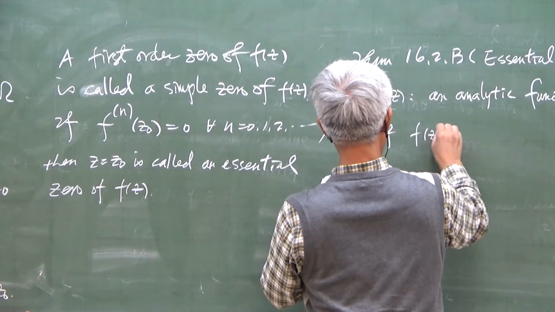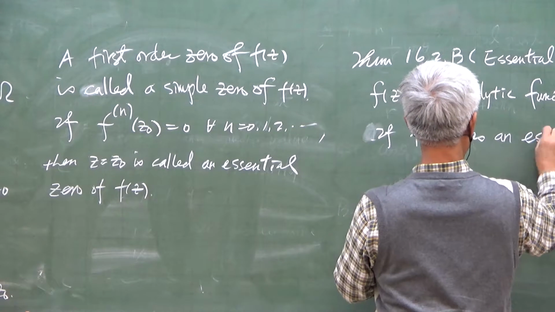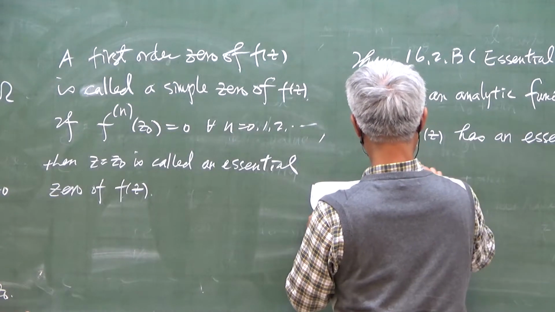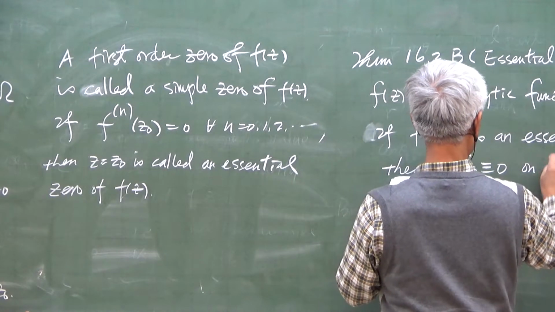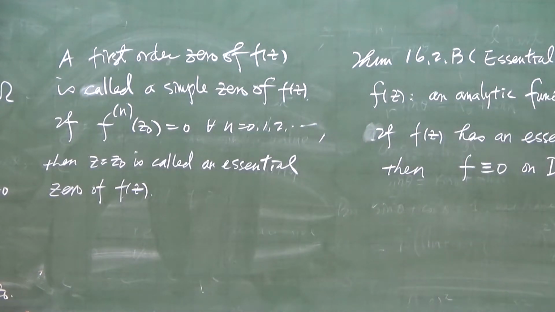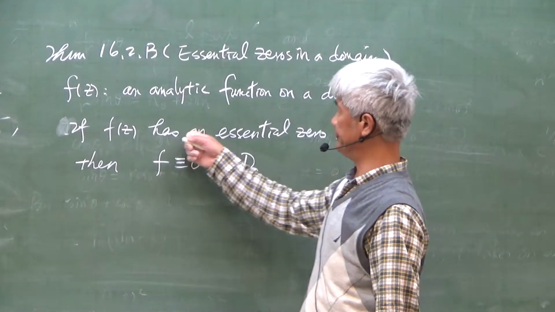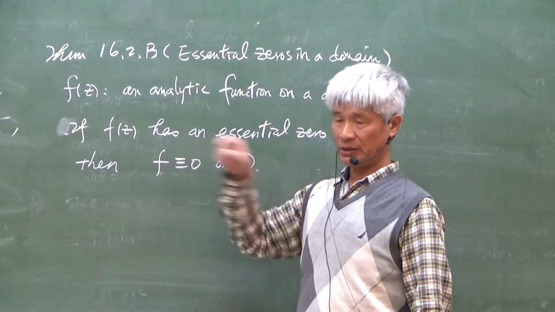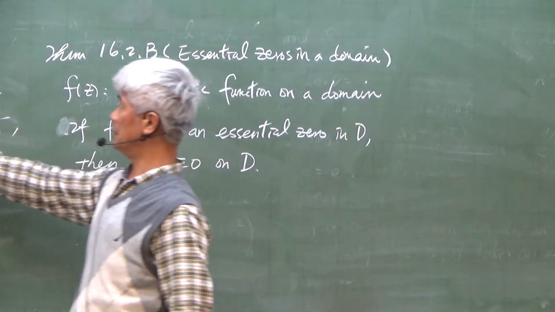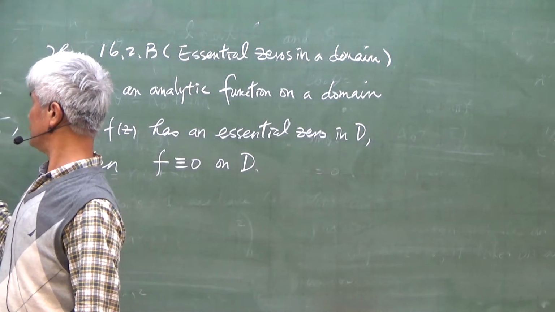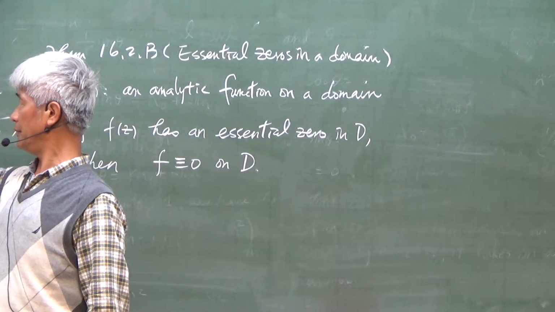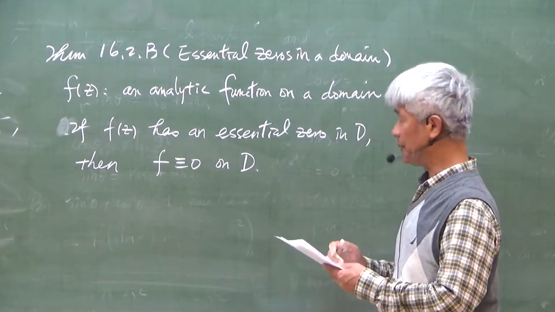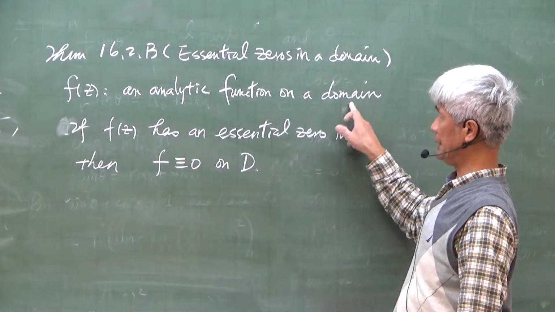If this function has an essential zero in D, then this function is the all zero function. Essential means that for any n from 0, 1, 2, 3, and so on, the nth derivative of f is 0 at it. And so this is very special. But this is true only for a domain.